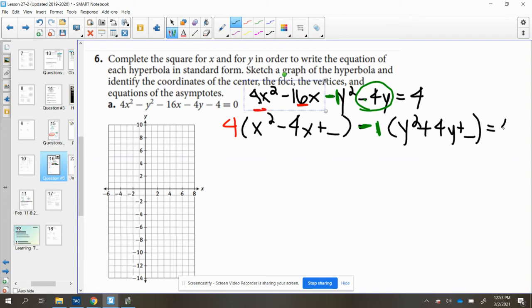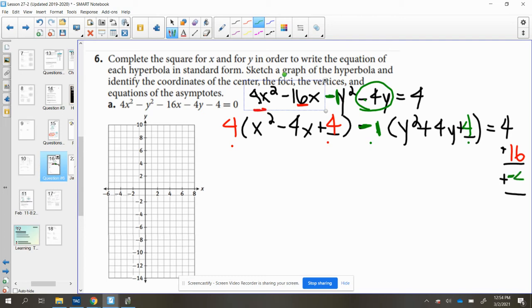And then again, we have the 4 that we'll have to add our 2 blanks to on this right-hand side. So divide by 2 and square. We are going to have 4 here. But remember, when we add to the other side, it's 4 times 4, so 16. And then same thing here, divide by 2 and square, we're adding 4 to the right-hand side here. But when we add to the other side, it's negative 1 times 4.